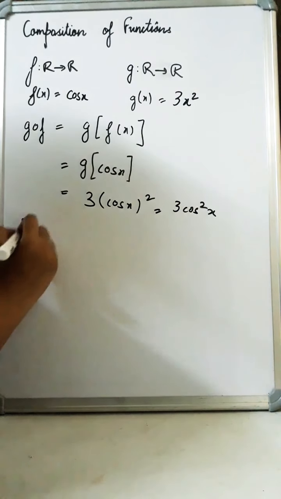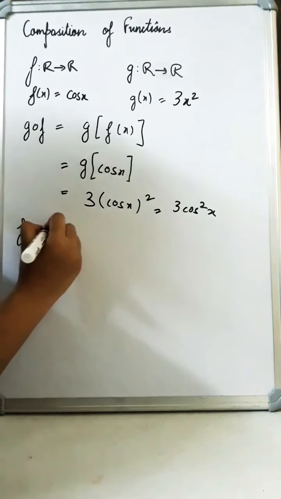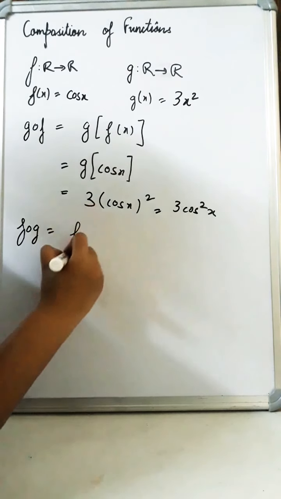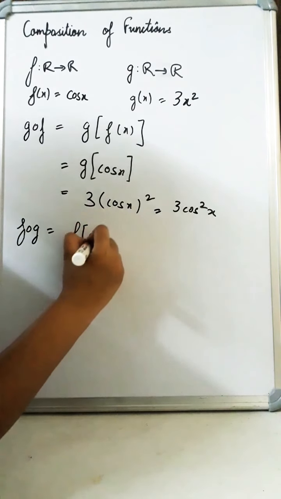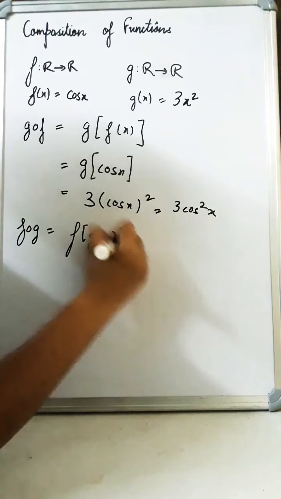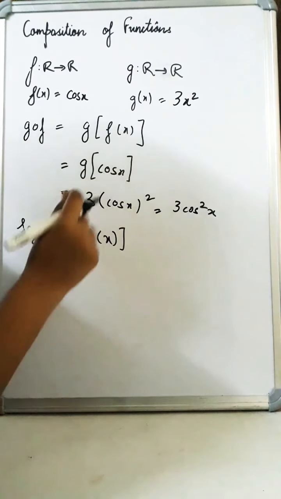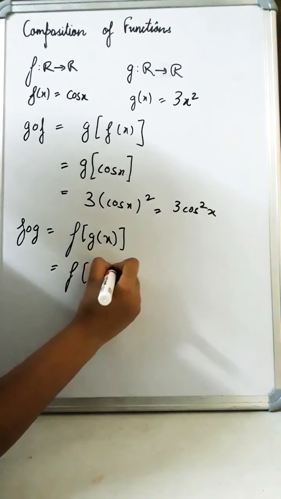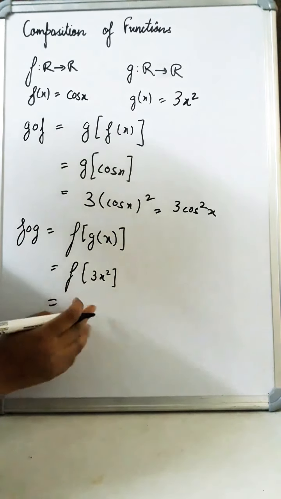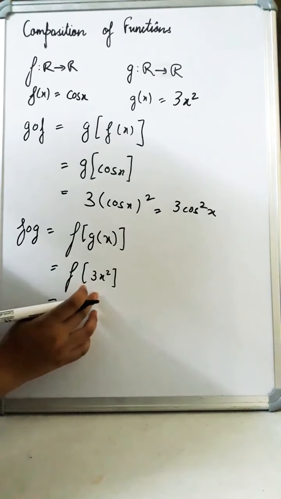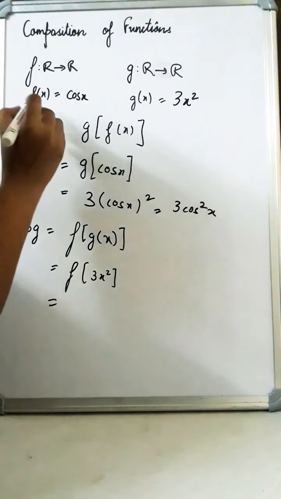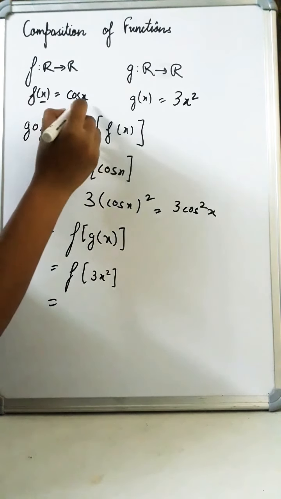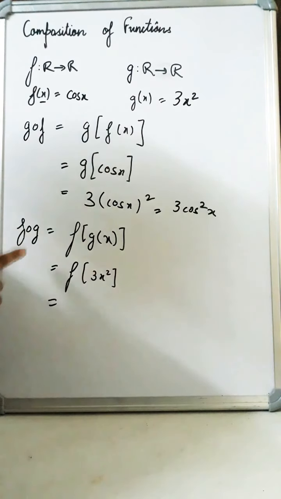Now let us find f of g here. For f of g, what you have to do? You have to apply the function on the domain g of x, right? So what is your g of x? g of x is your 3x square, right? Now what is the function f doing? Function f, for x, it's giving you cosine of x, right? So for 3x square, what is the function going to do?